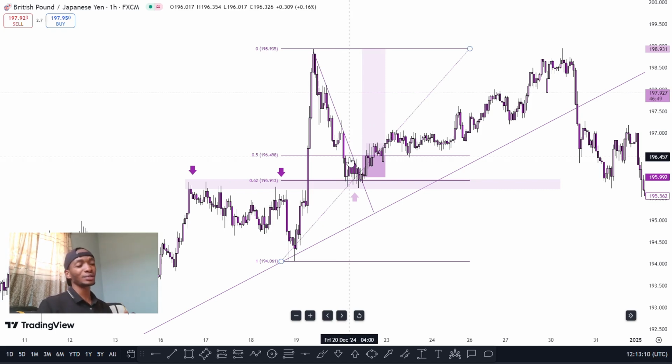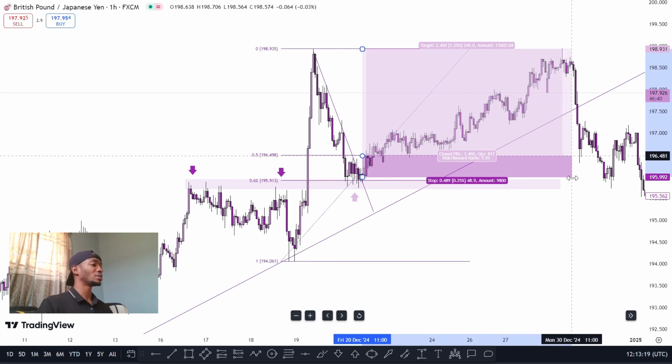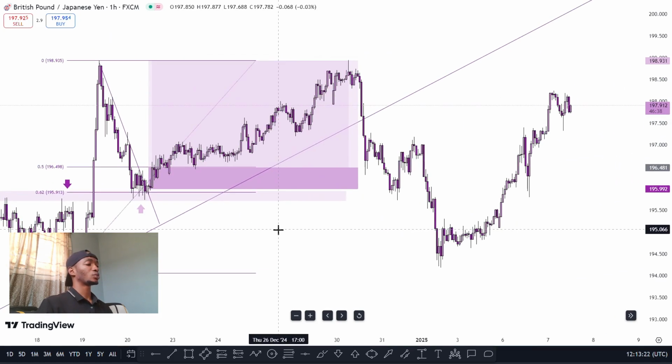You see, this thing works a lot. Most of the time it works, about 80%, I'm telling you. And then it went straight up to hit my TP. I think I did 1:4 or something like that. So you can see it just went to hit my TP.